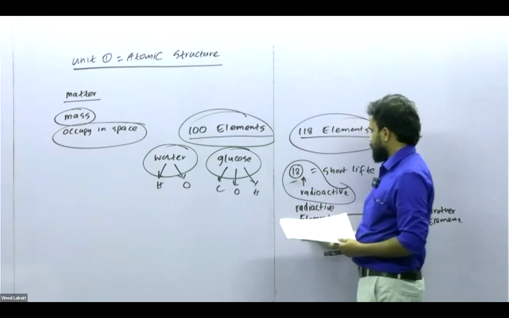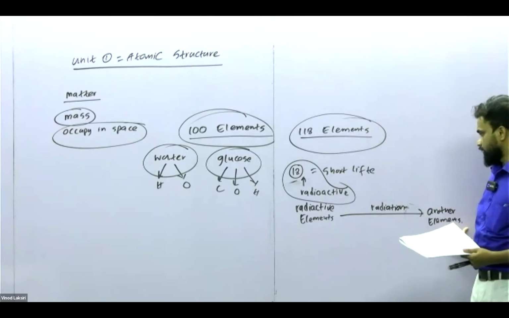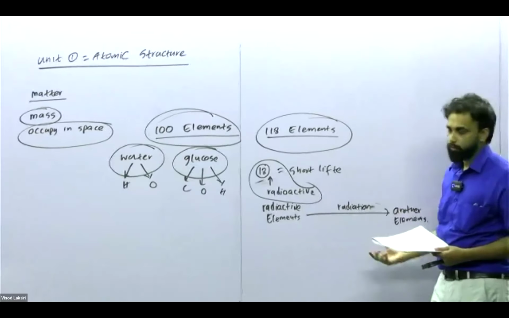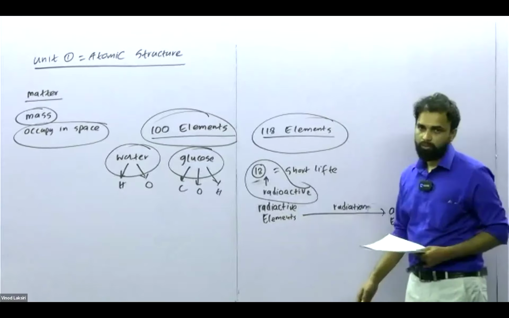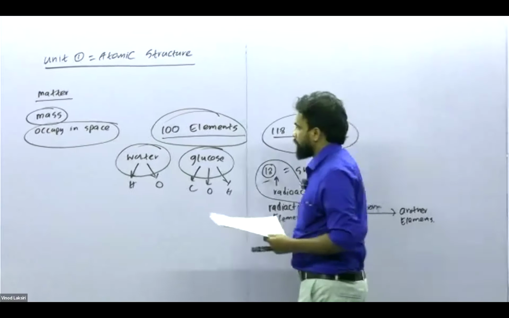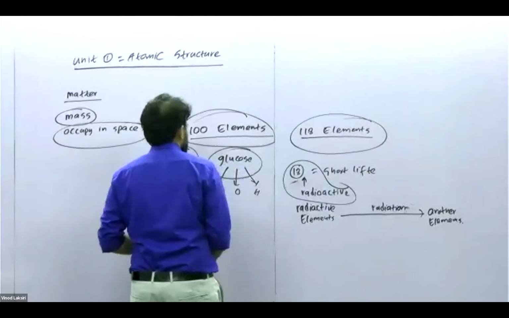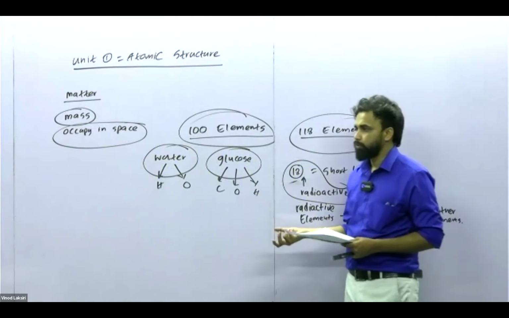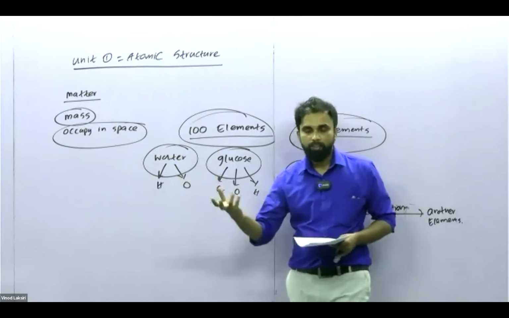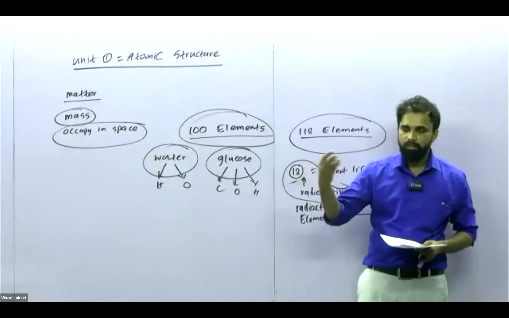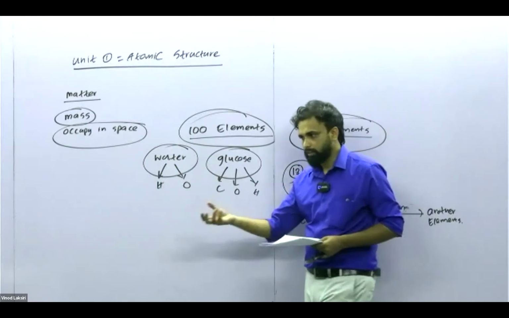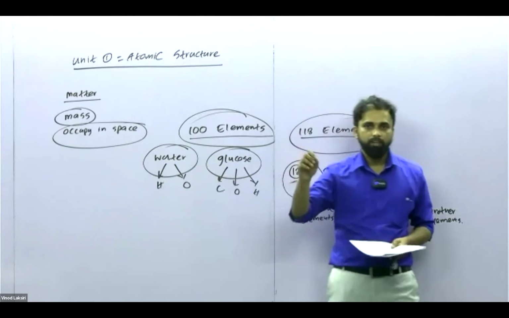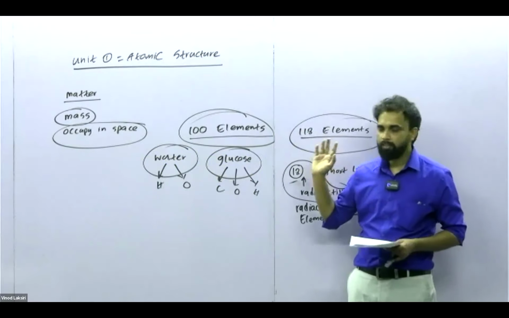Short-lived means they emit radiation, then convert to another element. Therefore, their lifetime is very short, right? And then what is chemistry? Chemistry is the study of properties and behavior of matter. It's a simple definition of chemistry. That means when we consider water, it is present as a liquid at room temperature and pressure. Why? What is the reason? It is chemistry.